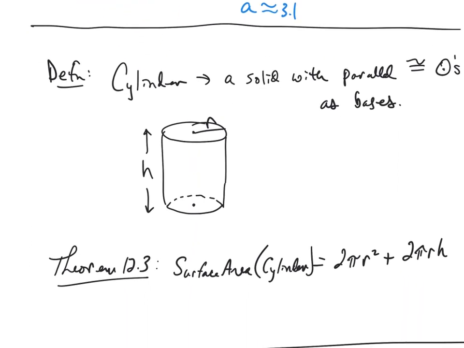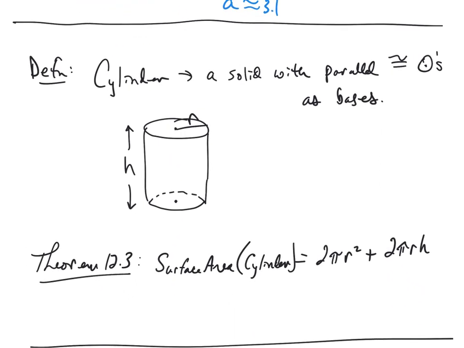And we just have one other shape we're concerned with here, and that's a cylinder. So first, the definition for a cylinder. A cylinder is a solid, so that just means three-dimensional. So this just means 3D, so a solid with parallel congruent circles as bases.